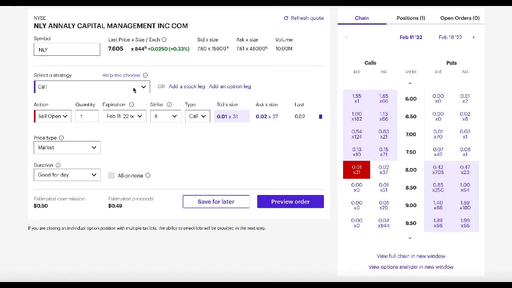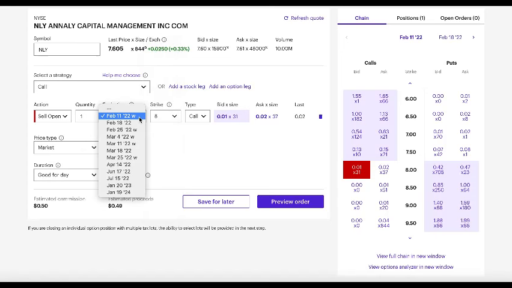Under action, click sell open. Under quantity, click 1. Under type, click call. Under strike, make sure the price is higher than your average price paid and a price you don't think the stock will go to before the expiration date. Ideally, I would like $8 or $9 because I don't think the share price will go much higher in the short term. The lower the strike price, usually the higher the estimated proceeds you get.